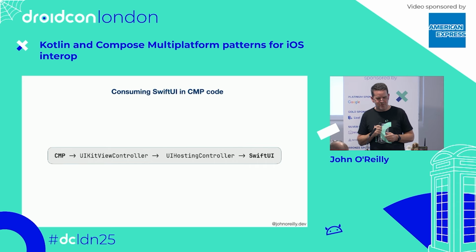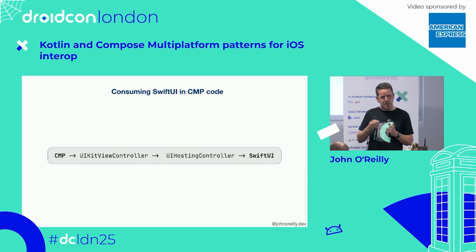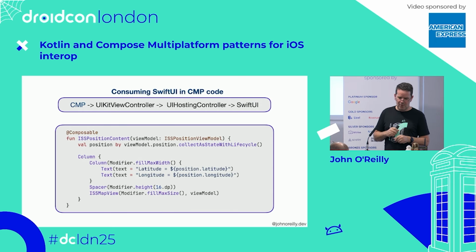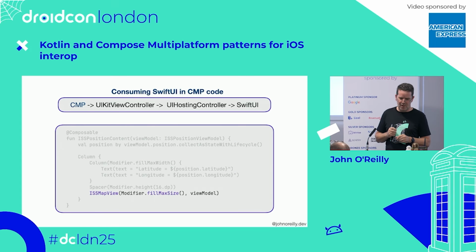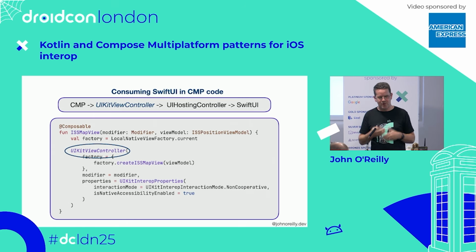Okay, now going the other direction. Just showing again here the key components that allow us to consume SwiftUI in CMP code, using CMP's UIKitViewController and SwiftUI's UIHostingController. Okay, so showing here that ISSPositionContent composable again. And as mentioned, it includes the ISSMapView composable, which wraps our SwiftUI map. And that ISSMapView, in turn, uses CMP's UIKitViewController to allow including a UIViewController in Compose code.